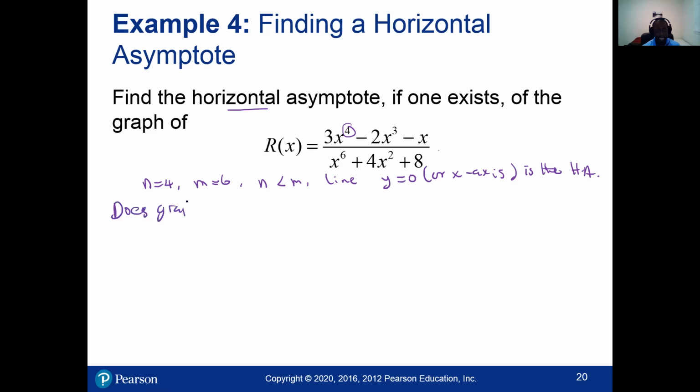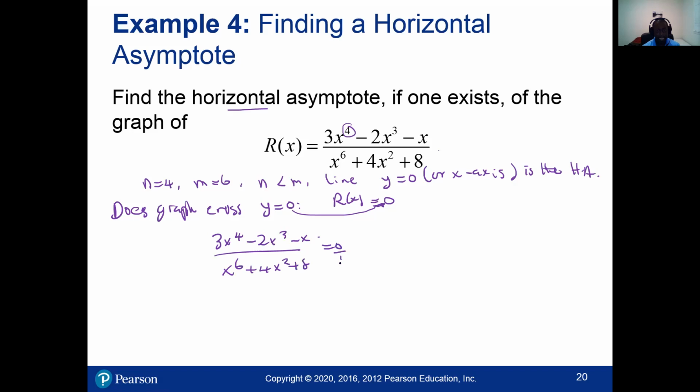Does a graph cross the line y is equal to 0? Okay, so here you solve the equation r of x is equal to 0, which is that line. So we take 3x to the 4 minus 2x cubed minus x divided by x to the 6 plus 4x squared plus 8, and you set it to 0.